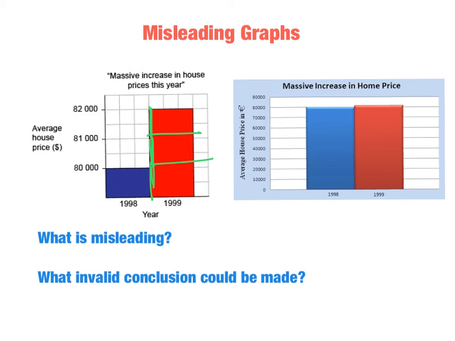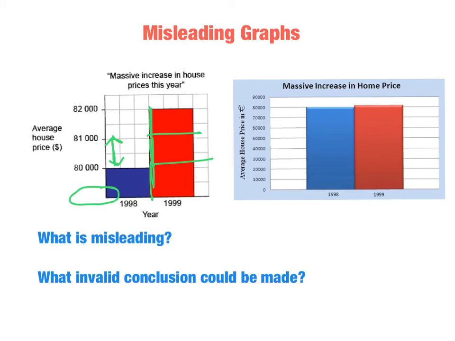But if you look, this does not start at 0. So that interval represents $80,000 when this interval only represents $1,000. So some keys to look for in misleading graphs would be an axis that does not start at 0 or uneven intervals.